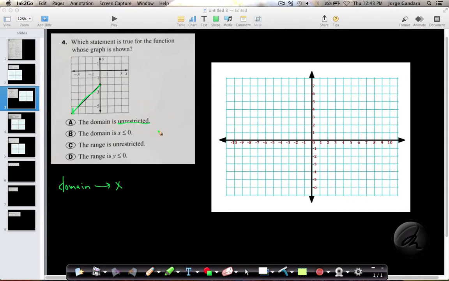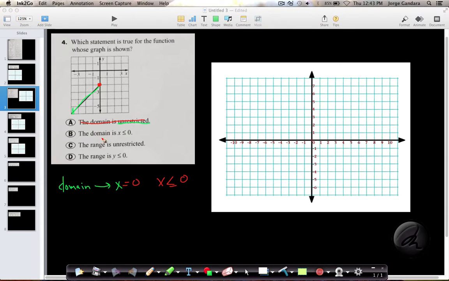Okay, let me use red. Maybe it'll come out more. Is this unrestricted? No, this is not unrestricted because as you can see, this graph begins at x equals 0. So this graph is true for all x's as long as they're less than or equal to 0. Okay? So this is not true. So I'm going to mark that one off.